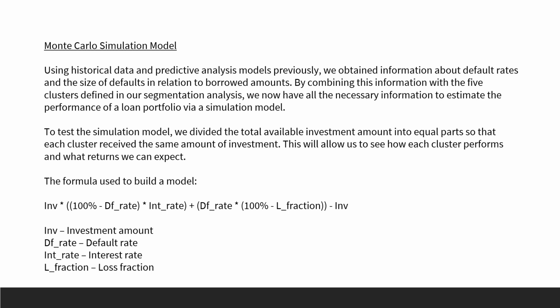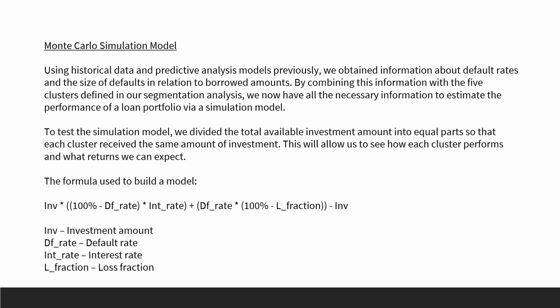Okay, now we will combine all the information we obtained from previous analysis and run the Monte Carlo simulation. That is, we are going to get the distribution of all possible outcomes of returns and their probabilities. The following formula will be used to build a model. This part of the equation represents the percentage of returns from good loans, while this part represents the percentage of returns from bad loans. When we add these parts together, we obtain the total expected return as a percentage. We can discuss the formula in more detail after the presentation.